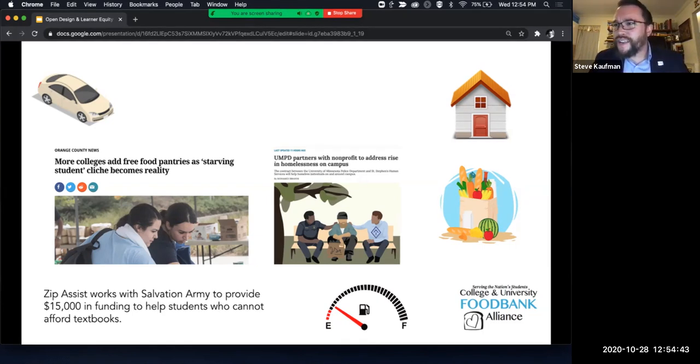Yeah, and Kristen said $800. I think that one student was saying how much they'd spend in one semester. Yeah, I don't think we have any $800 textbooks. That would be atrocious.